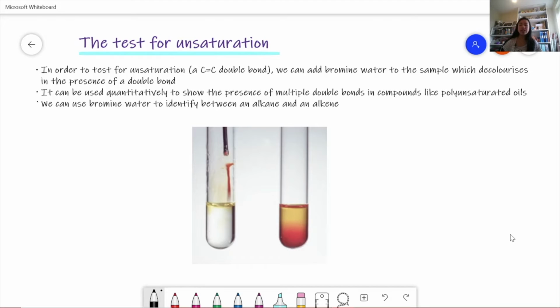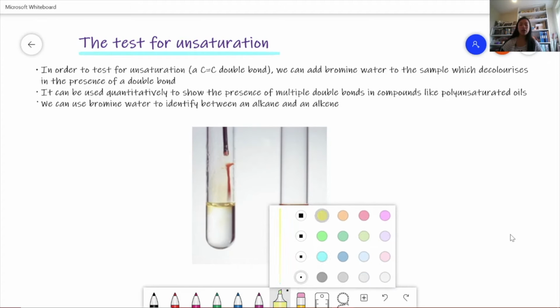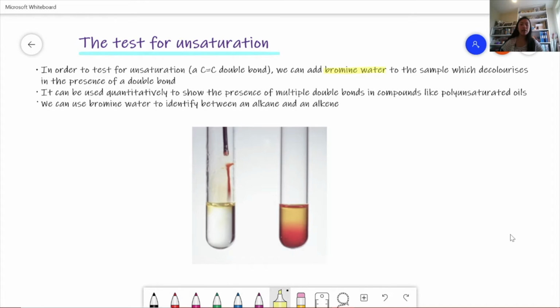So in order to test for unsaturation, which is just a carbon-carbon double bond, we can add bromine water to a sample and it decolorizes in the presence of a double bond. So originally, bromine water is an orange-brown kind of color, and it decolorizes in the presence of a double bond. It can be used quantitatively to show the presence of multiple double bonds in compounds like polyunsaturated oils. And we can also use bromine water to identify between an alkane and an alkene, because alkenes have the signature carbon-carbon double bond, whereas alkanes only have carbon-carbon single bonds.